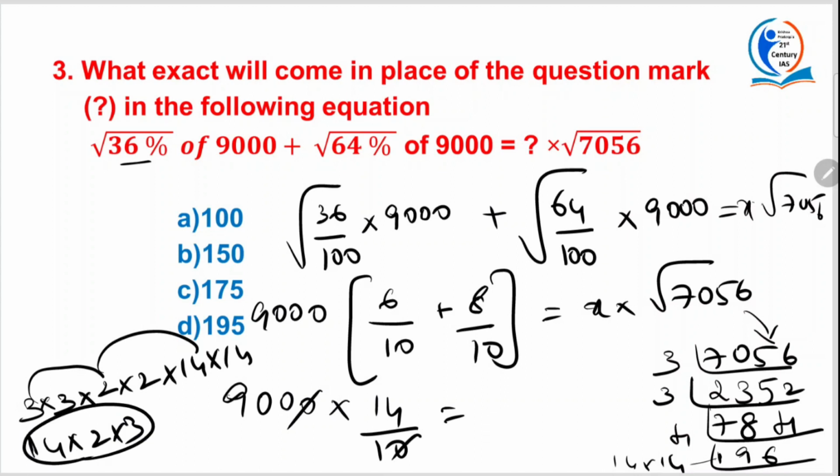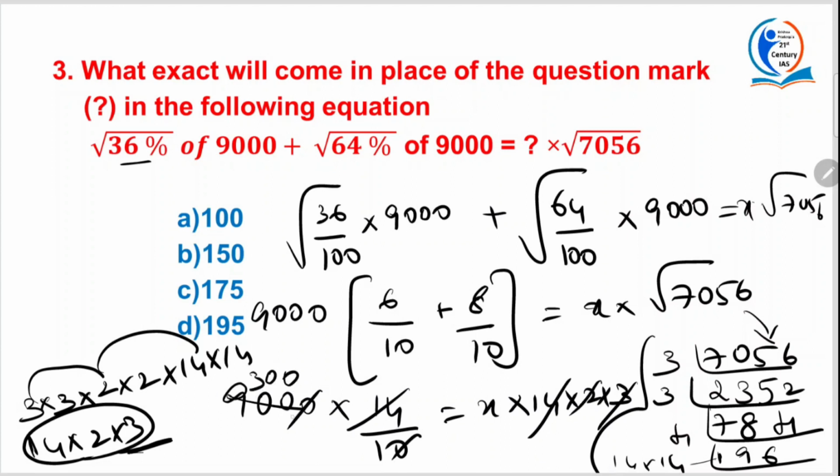So precisely, the square root of 7056 is 14 into 2 into 3. Now don't multiply this and write the answer here, because here you have another 14 ready to get cancelled with this 14. 14 will get cancelled, and there's 900 also. So 3 ones are 3, 300s are 2 ones, 2, 150. So x is 150. B is the answer.